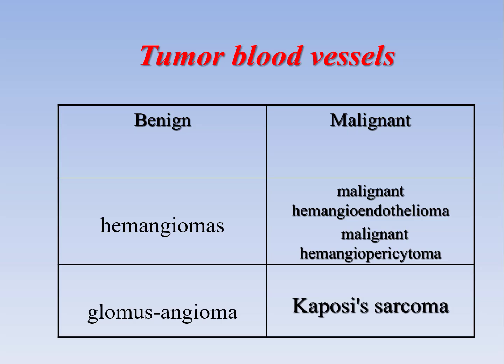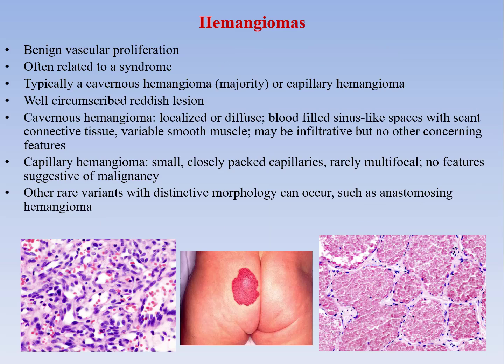Tumors of the blood vessels. We will talk about the benign and the malignant ones also. Benign: hemangiomas, and one more variant, not really a blood vessel tumor, but connected with it, the glomus tumor. Malignant: malignant hemangioendothelioma, malignant hemangiopericytoma, and Kaposi sarcoma.